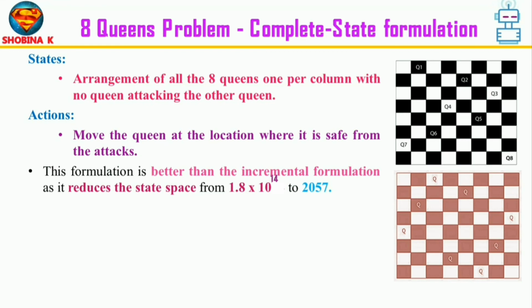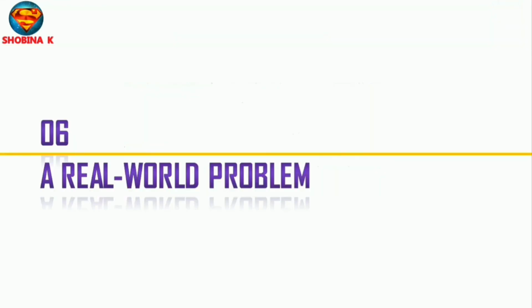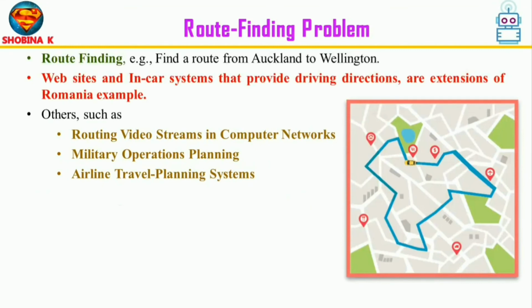Now let's move on to real world problems. We have already seen how the route finding problem is defined in terms of specific locations and transitions along links between them. The route finding algorithms are used in a variety of applications. Some, such as websites and in-car systems that provide driving directions, are relatively straightforward extensions of the Romania problem. Others, like routing video streams in computer networks, military operations planning, and airline travel planning systems, involve much more complex specifications.